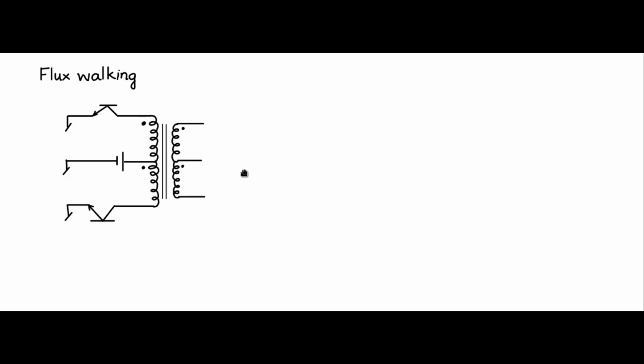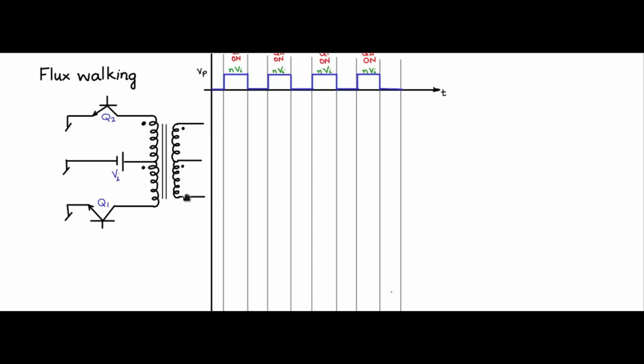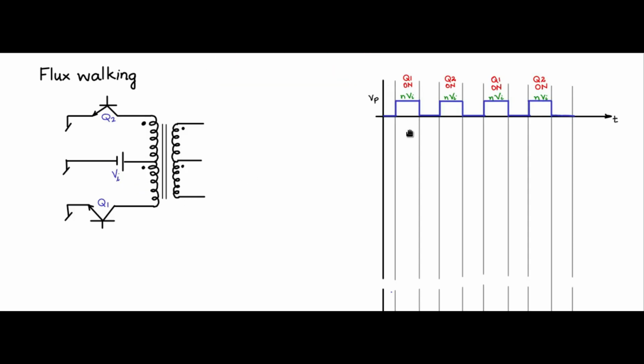So let me mark these dot polarities here for the transformer. This is Q1, this is Q2. Let me mark VI here, and let me also put in the waveform that we need to understand. Here I am going to draw only one waveform, and that is the primary voltage, V primary. I am picking the entire primary coil.